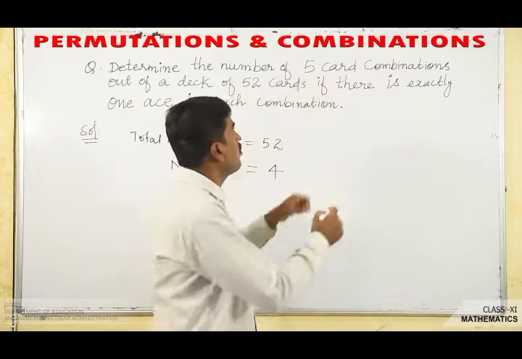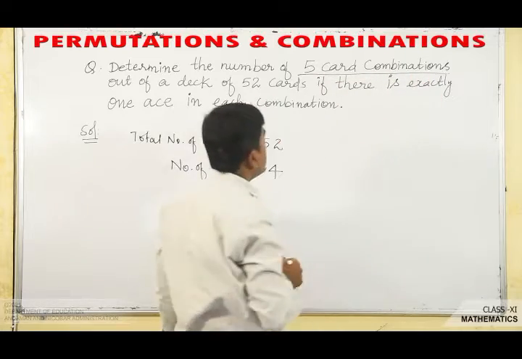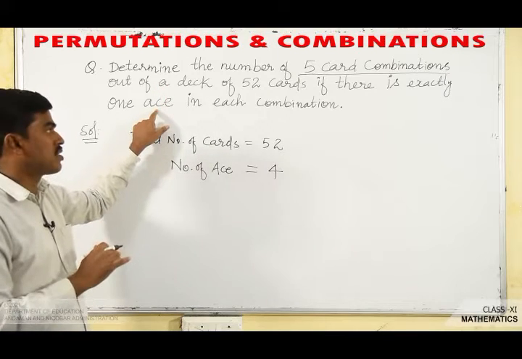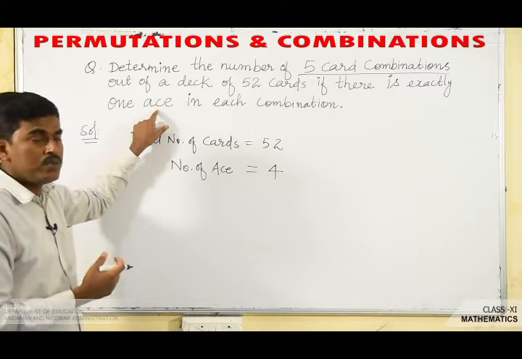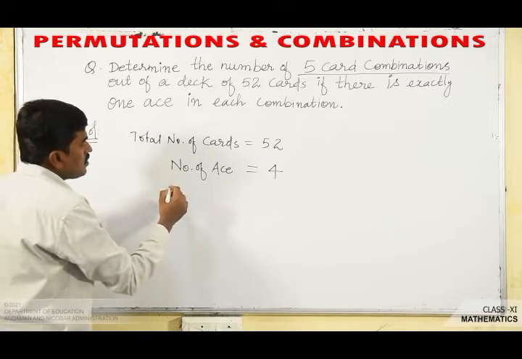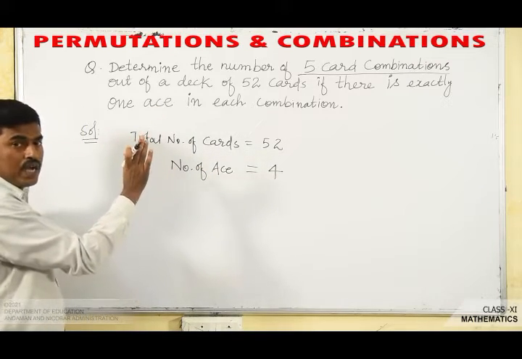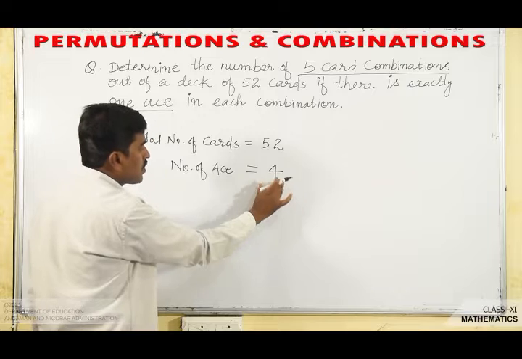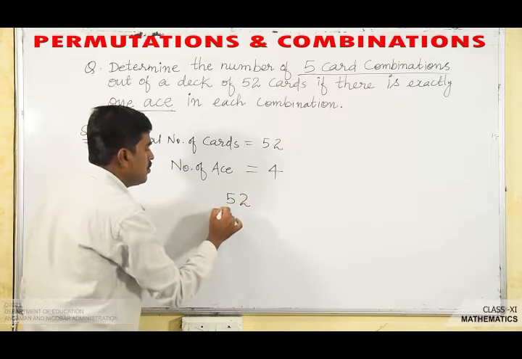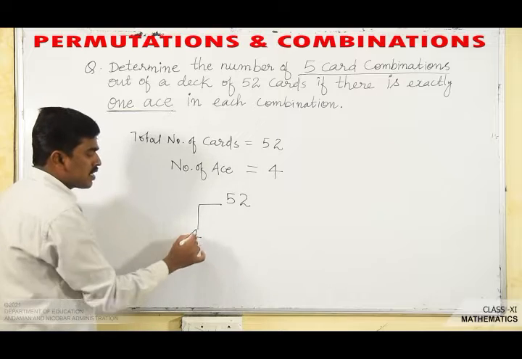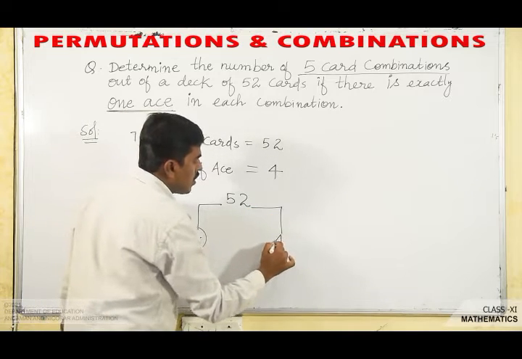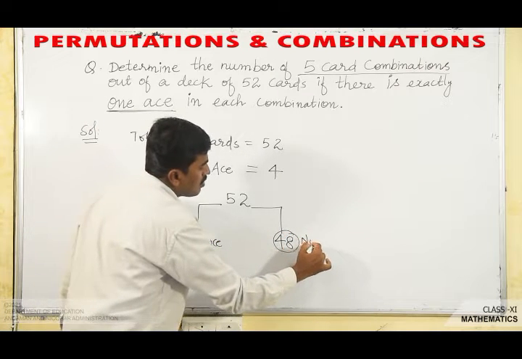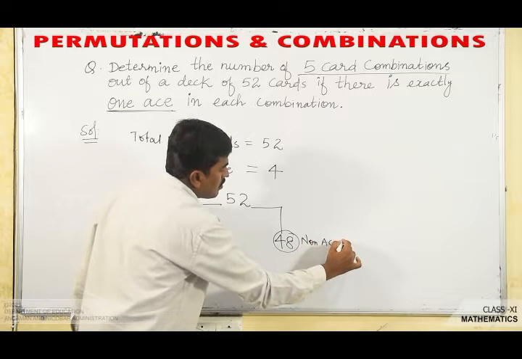Now in the 5 card combinations, we have to select 5 cards from these 52 cards such that there is exactly one ace in each combination. So in how many ways can we do this? First of all we have to take one ace card out of these 4 ace cards. There are total 52 cards, and out of these 4 are ace cards and the remaining 48 cards are non-ace cards. This is 4 ace cards and 48 non-ace cards.